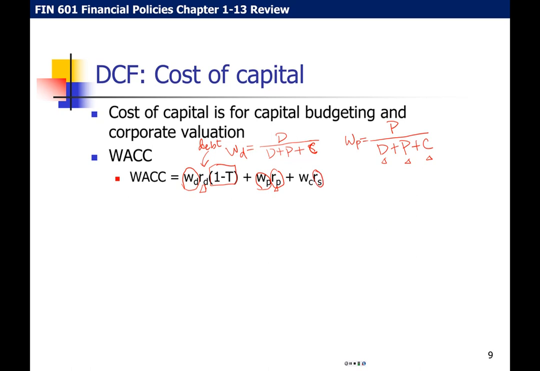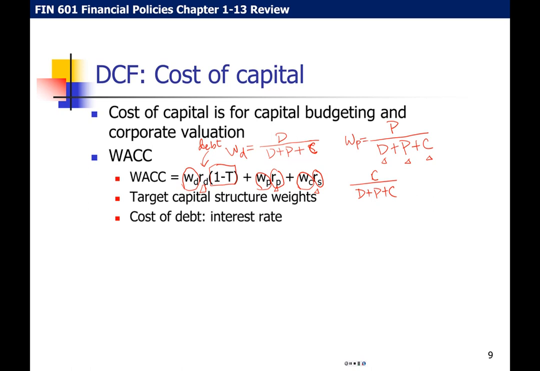The last component comes from common stock. The rate here is the cost of equity, which you can get from CAPM. And the weight here is, of course, the weight of common stock in assets. It usually serves as the target capital structure weights. Cost of debt comes from interest rates, right? And make sure to deduct tax since interest payment is tax deductible.